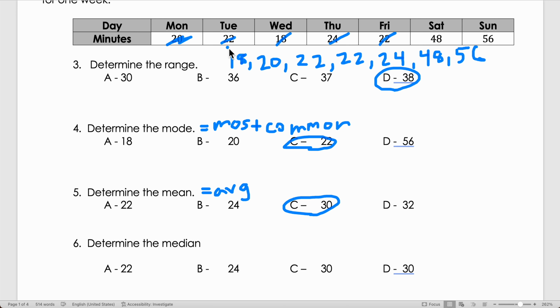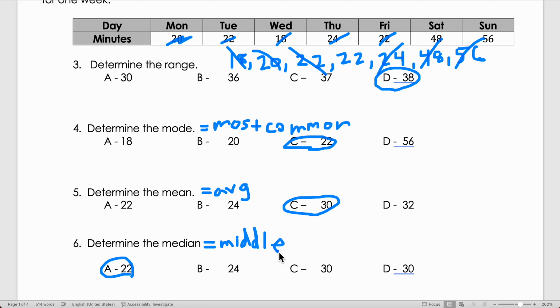We cross out from left to right, and I like to keep track counting left to right, so that way I cross out the same amount of numbers. So 1, 1, 2, 2, 3, 3, and then the number in the middle is 22, so that is the median. The median is just the middle.